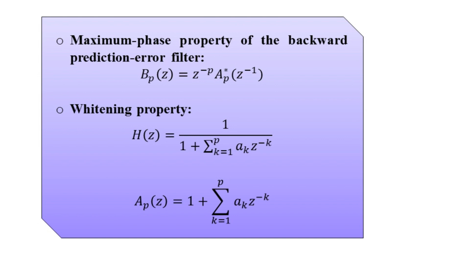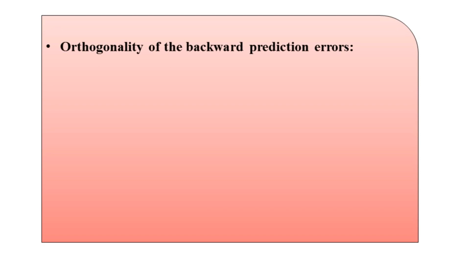Now let us discuss the next most important property with respect to the backward prediction error. This is nothing but the orthogonality of the backward prediction errors here. See, the backward prediction errors, which we have denoted in, I think, the fifth topic by small g suffix m of k. These backward prediction errors are from the different stages of the finite impulse response lattice filter, and these are basically orthogonal here.